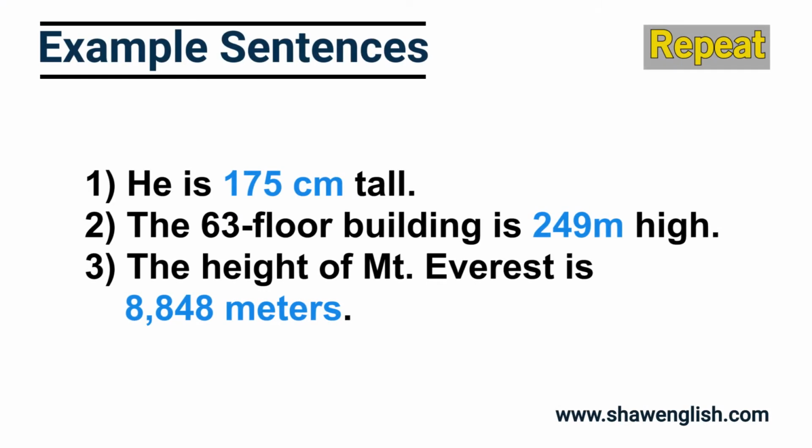All right, let's start with the first example. He is 175 centimeters tall. The next example. The 63-floor building is 249 meters high. We use tall for people, but for buildings, we would probably use high. So the 63-floor building is 249 meters high.